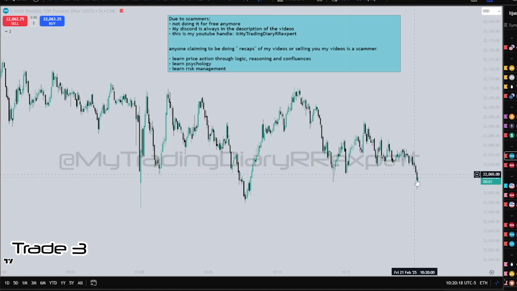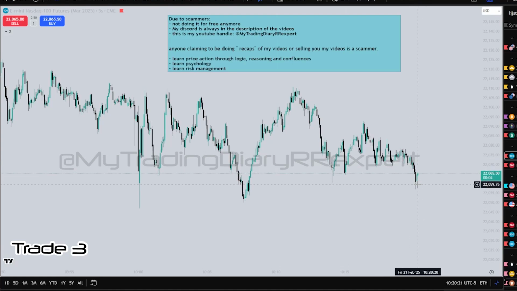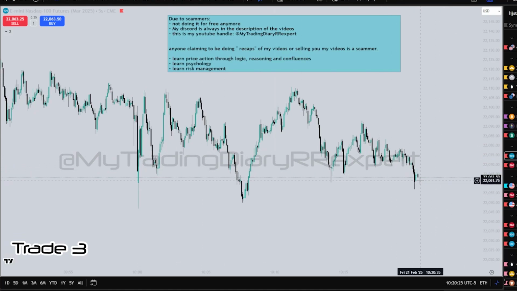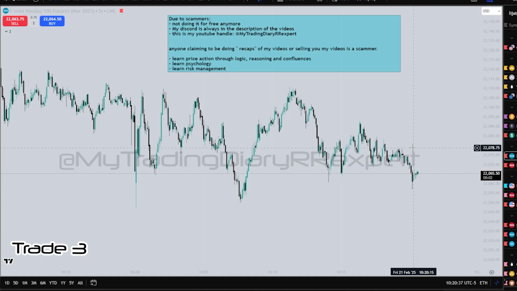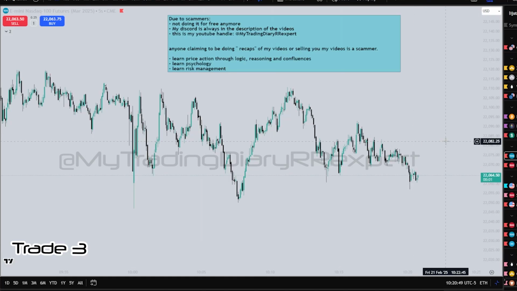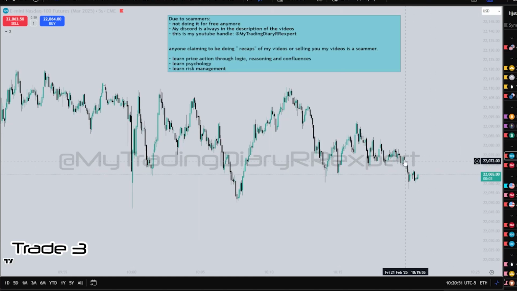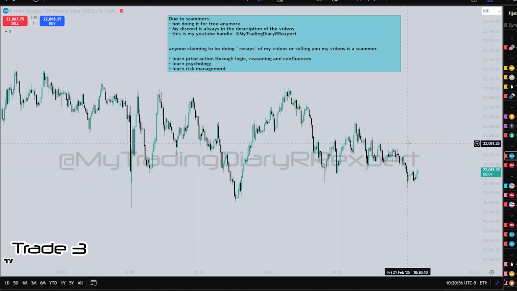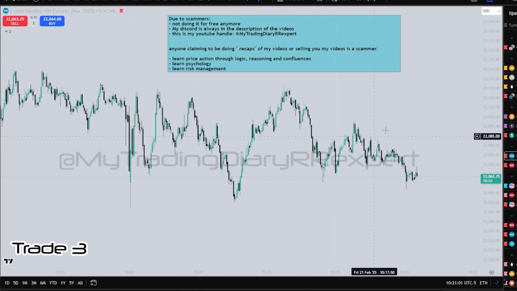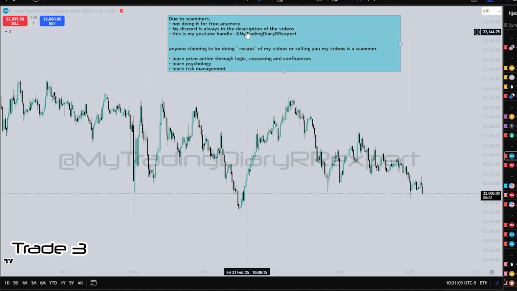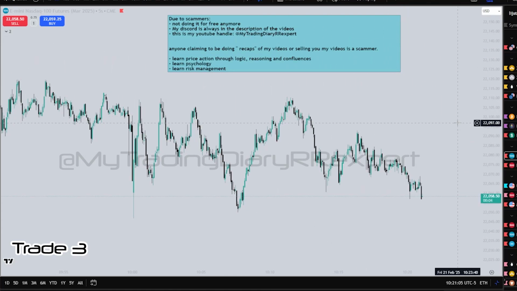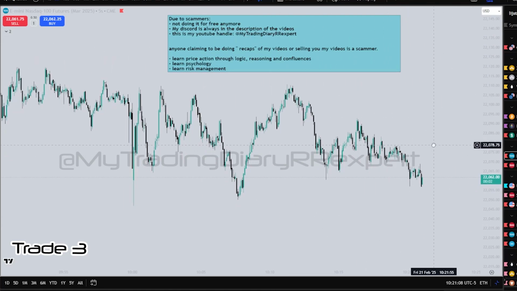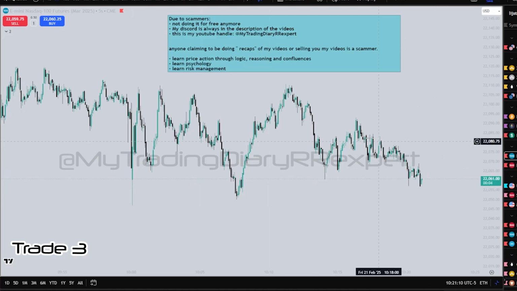And then I'm just going to grab this move here. This move has now already happened, but let's see if it does want to reject here again and then go down. So you're not just going to enter here, you want to have confirmation. Confirmation can be millions of things, but those are the things that I can teach you.